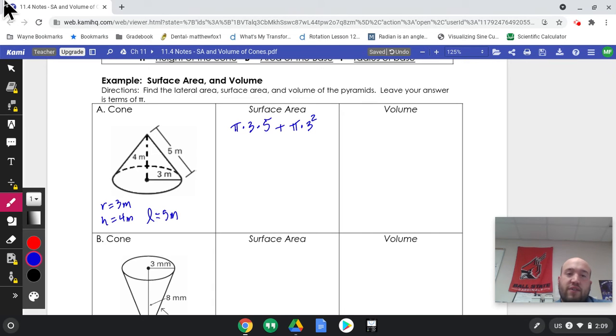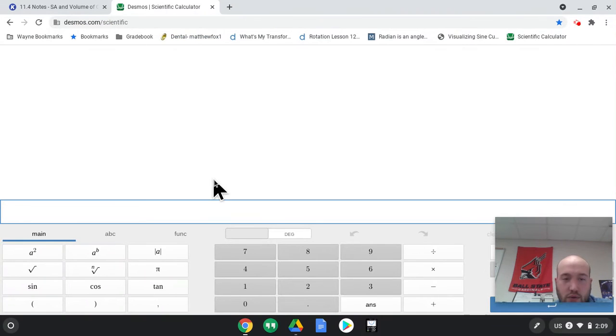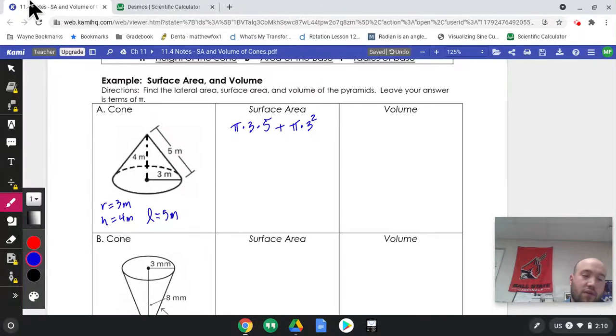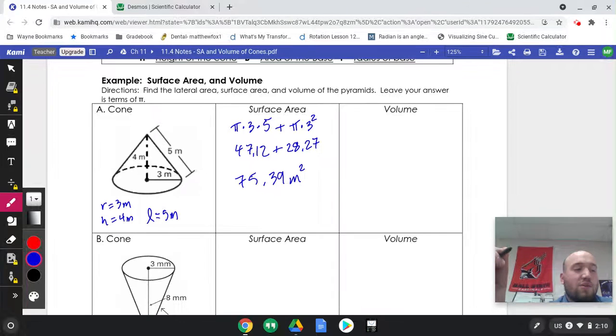So pi times 3 times 5. I don't expect you to do this in your head. In fact, I'd be pretty surprised if you do. Instead, just go to desmos.com/scientific. Pi times 3 times 5 gives us 47.12. We do it again for pi times 3 squared, and we get 28.27. We add those together, and here's what I want to make sure you know: if it is surface area, whatever our label is, it's squared, so meters squared.